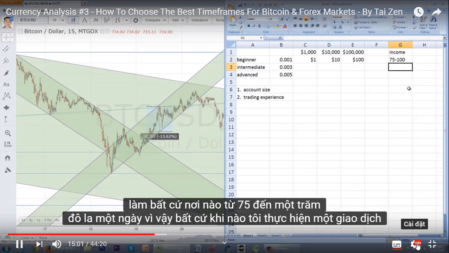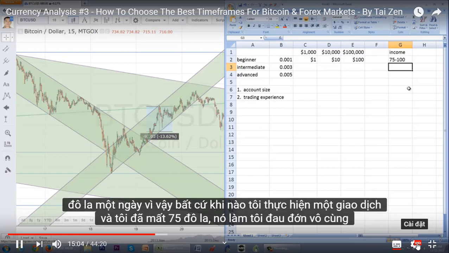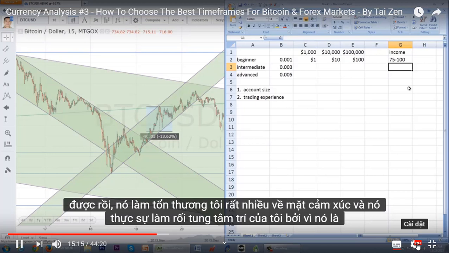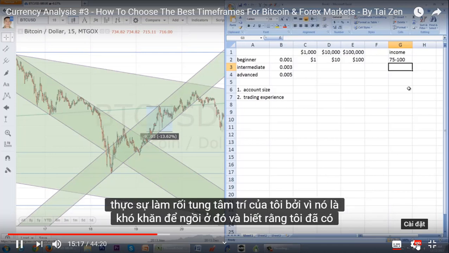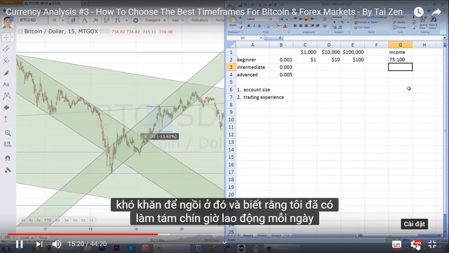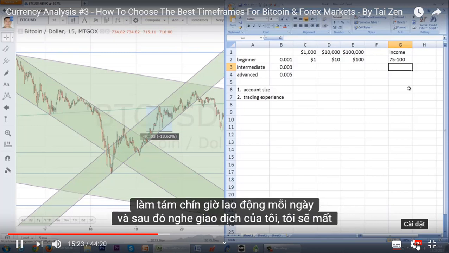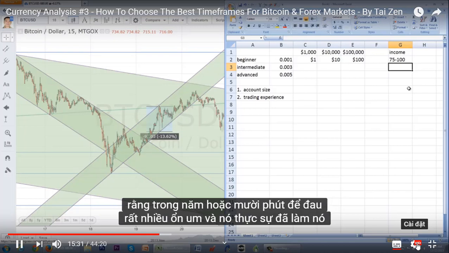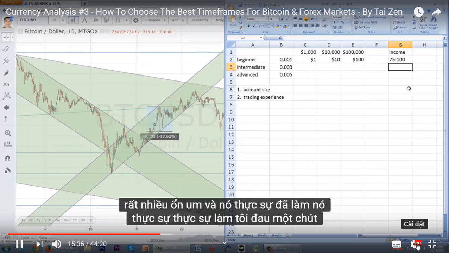So whenever I made a trade and I lost $75, it hurt me tremendously. It hurt me a lot emotionally, and it really messed up my mind because it was tough to sit there and know that I had to do 8-9 hours of labor each day, and then in my trading I would lose that in 5 or 10 minutes. So that hurt a lot. It really did.